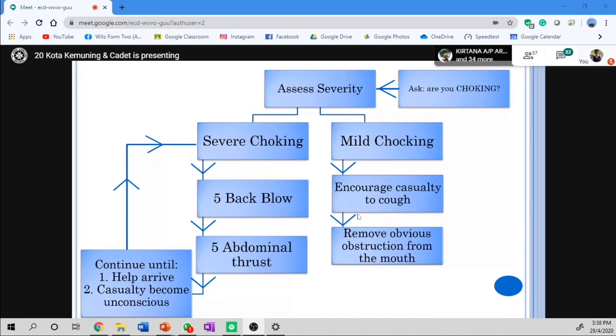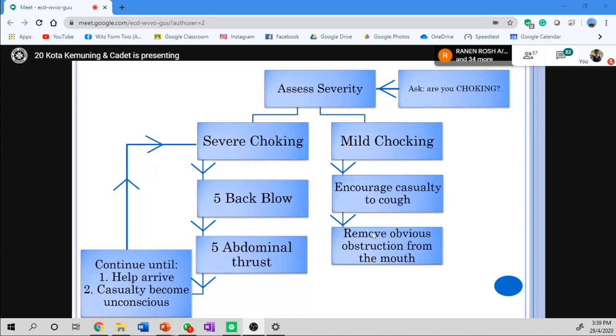After you ask for permission, introduce yourself, and the casualty gives you permission, you go to the casualty and ask the three questions. Can you breathe? Can you talk? And can you cough? If they can breathe, they will breathe loudly for you, and you can hear that they are breathing. If you as a first aider know that he is breathing already, then you can proceed to the second question.